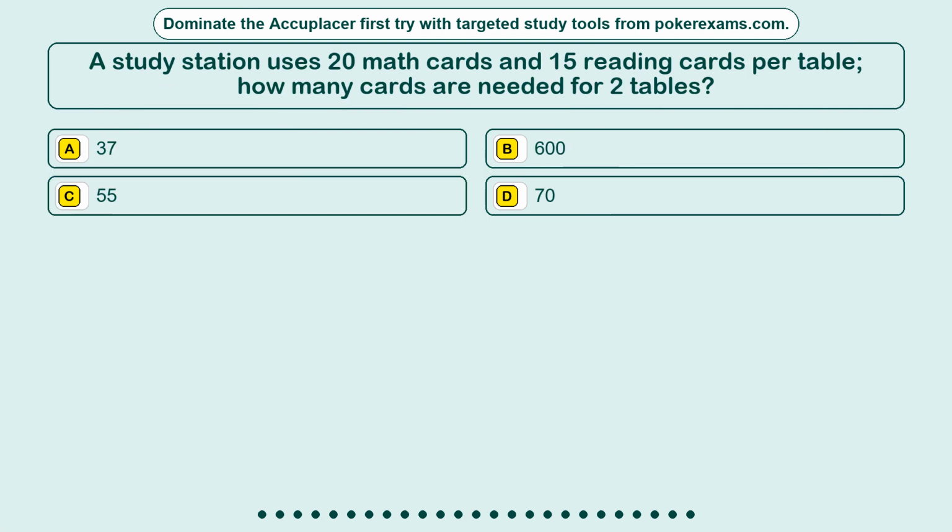Question 8. A study station uses 20 math cards and 15 reading cards per table. How many cards are needed for 2 tables? Option A, 37. Option B, 600. Option C, 55. Option D, 70.